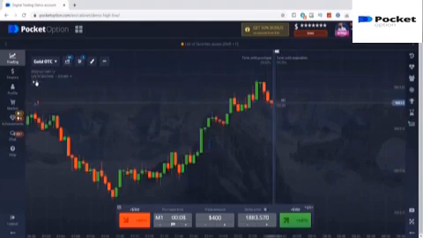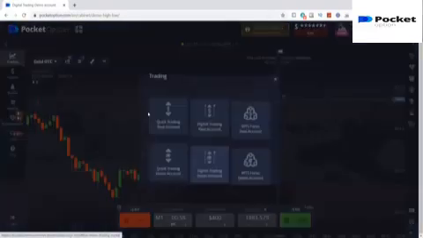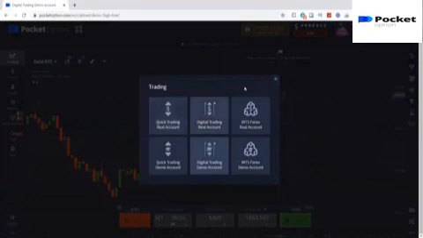Now the next thing I want to touch on is your trading tab. In your trading tab, this is where you're going to find your quick trading, digital trading, and so forth. To sum it up quickly, quick trading is where you can trade at a fixed time. And not only that, you're able to trade under 1 minute, meaning you can trade as low as 30 seconds with quick trading. So in and out with the bag, is what I like to call it.